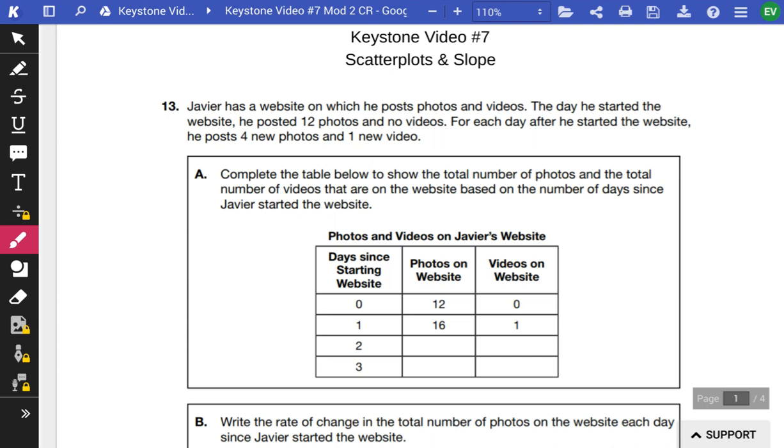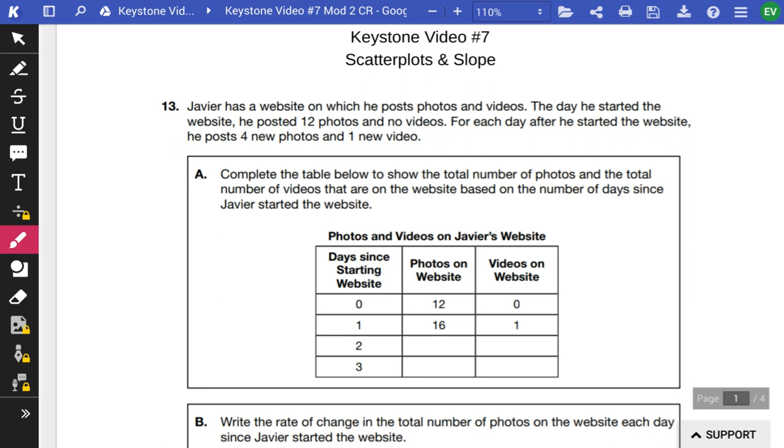Question 13. Javier has a website on which he posts photos and videos. The day he started the website, he posted 12 photos and no videos. For each day after he started the website, he posts 4 new photos and 1 new video. A. Complete the table below to show the total number of photos and the total number of videos that are on the website based on the number of days since Javier started the website.